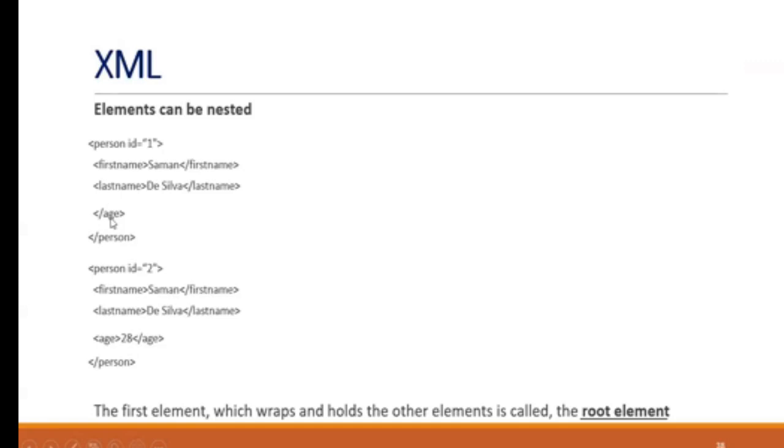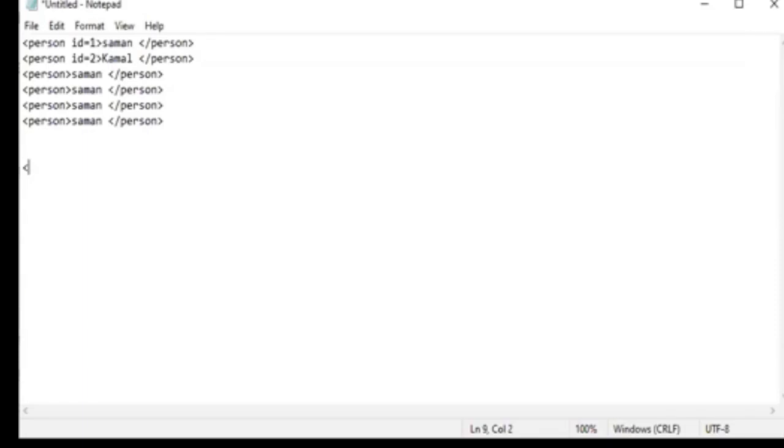But Samandi Silva, we don't know the age. So in that case, either you can keep it with start age, close age, without any value in between, or like this. Both are correct. Either you can have age, or just age. Both are correct. So this is also correct, this is also correct. So best practice is doing the second one, right?